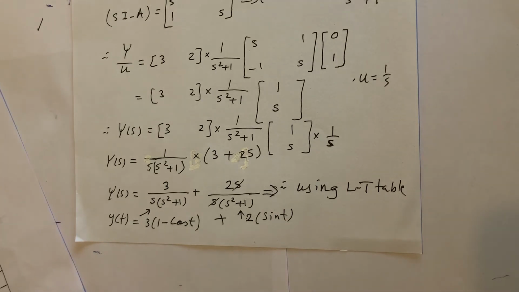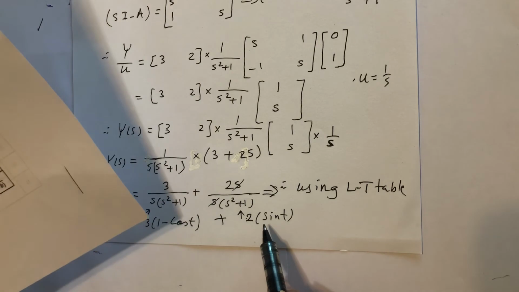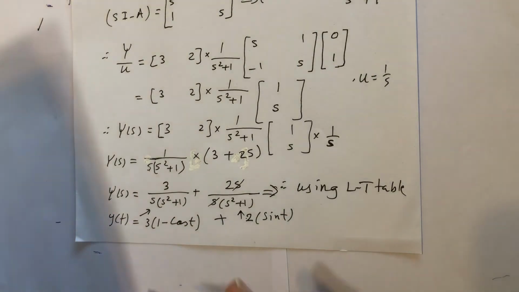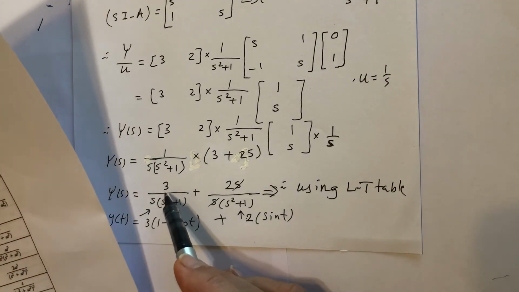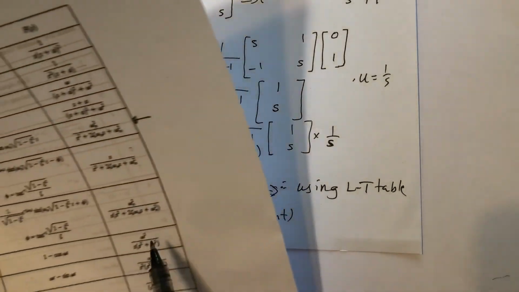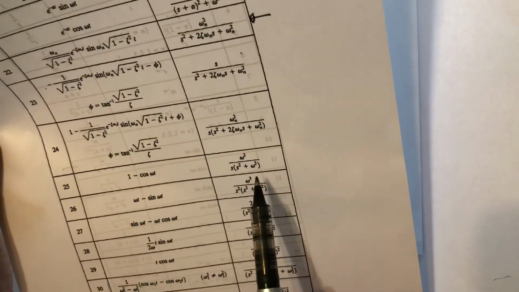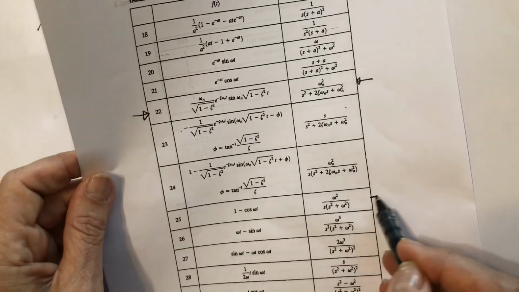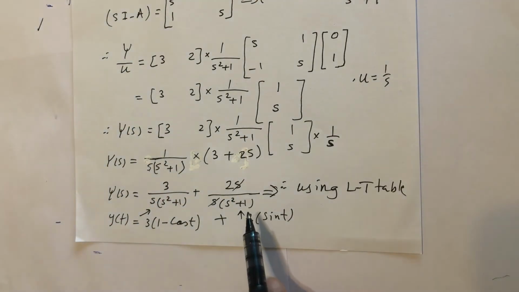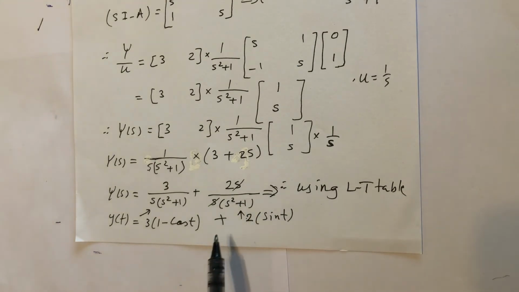So this one, the first one, is number 10 from the table, that table which I'm talking about. This one is a higher number. That one is omega, let's say omega square over S times S square plus omega square, which is number 25. So this is number 25, and this is number 10, as I said. So at the moment, I'll get the response.